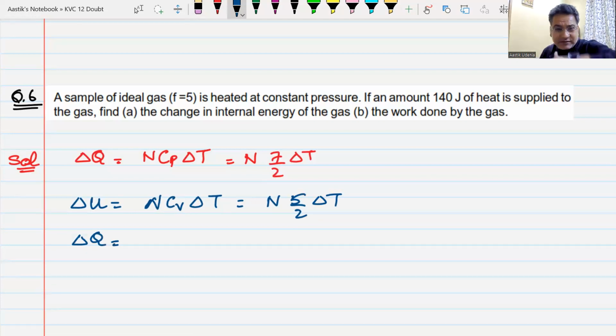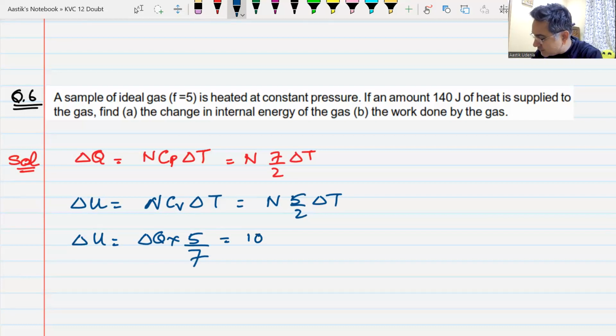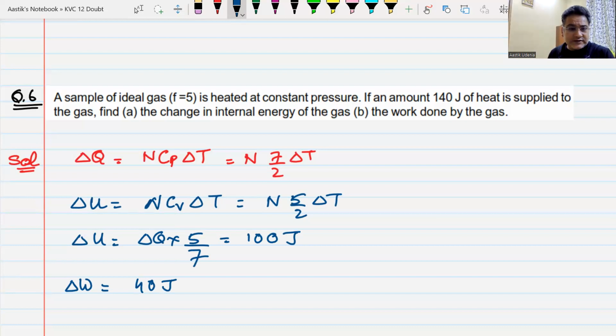From here you can find out delta U, and this is the same question that we did. Delta U will be equal to delta Q into 5 by 7. Yes or no? You can get the value of delta U as 100 joules. As soon as you get the value of delta U, you can find out the value of delta W, and delta W will be 40 joules.